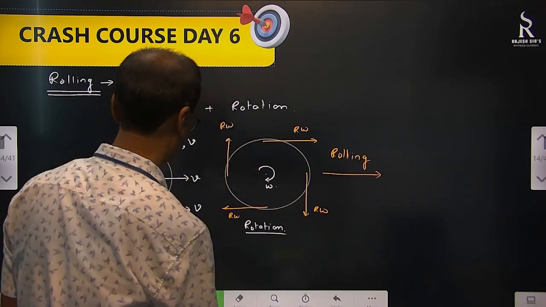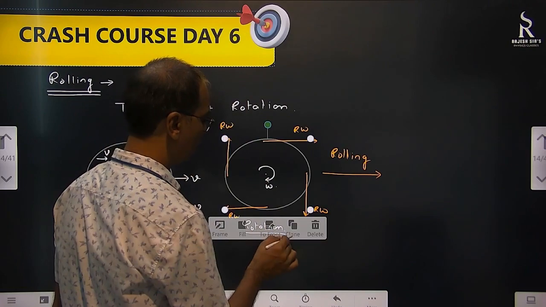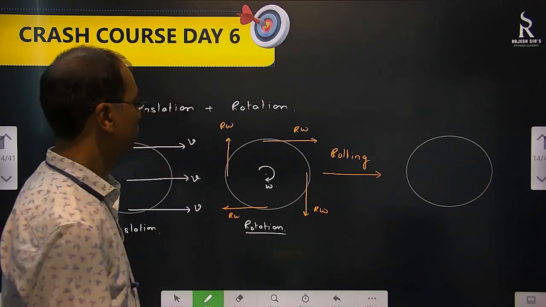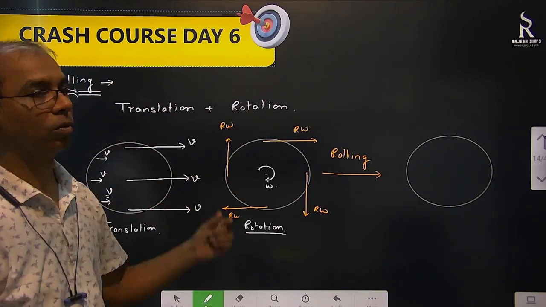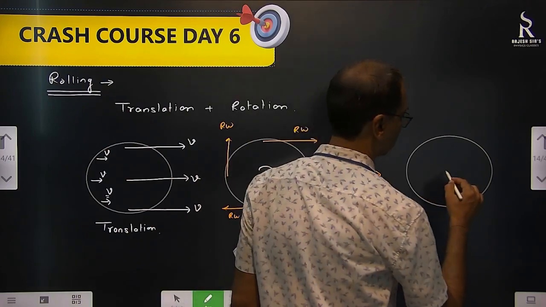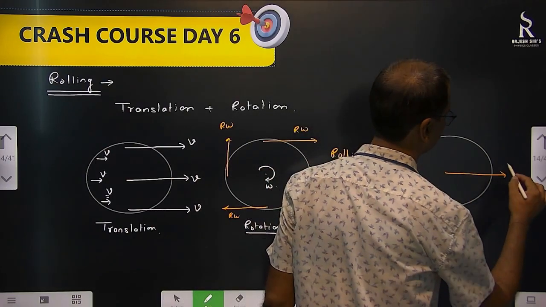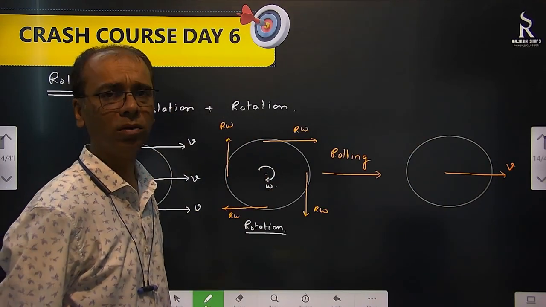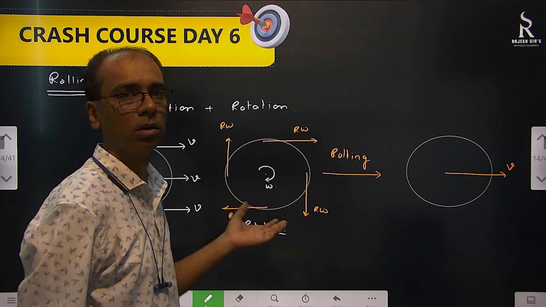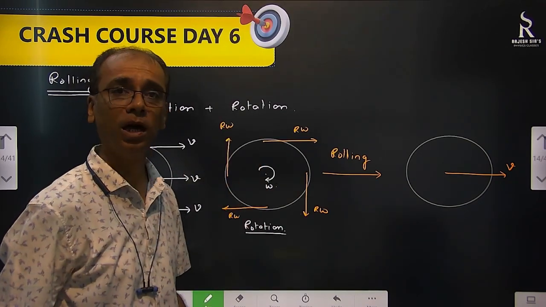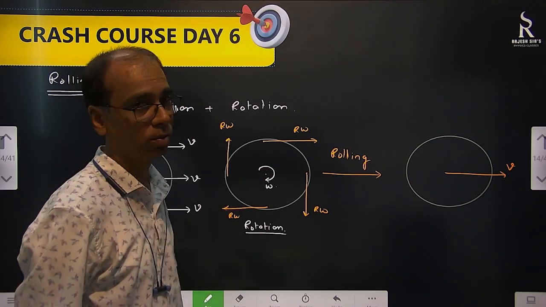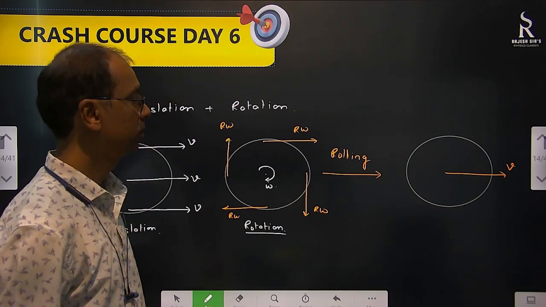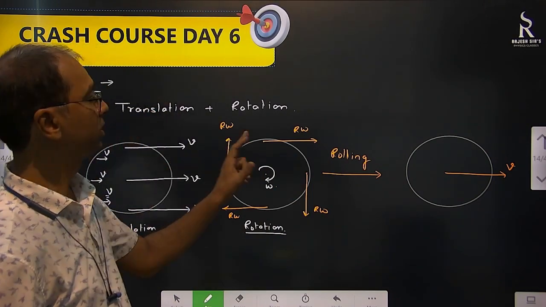So what's going to happen if you are calling it as rolling? This is rolling here. So topmost point's velocity is what? V plus r omega. And center point is moving with V. Because at the center point, r is 0, all the points there will have r omega, and r is 0. So the velocity of the centermost point in rolling will be moving with translation velocity V only.